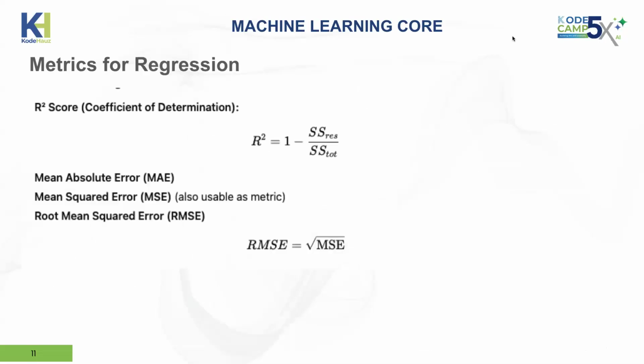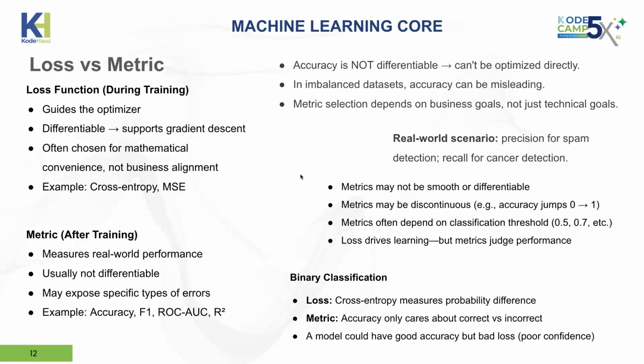Then for regression, it is almost the same thing as what we use for loss. The only difference is that we have this additional root mean square error, which is just the square root of the mean square error. That is to make it more amenable to outliers, an outlier being a value that's too far away from the correct value. So we looked at differences between loss and metric: you use loss during training, you use metric after training, and all of these other ones.